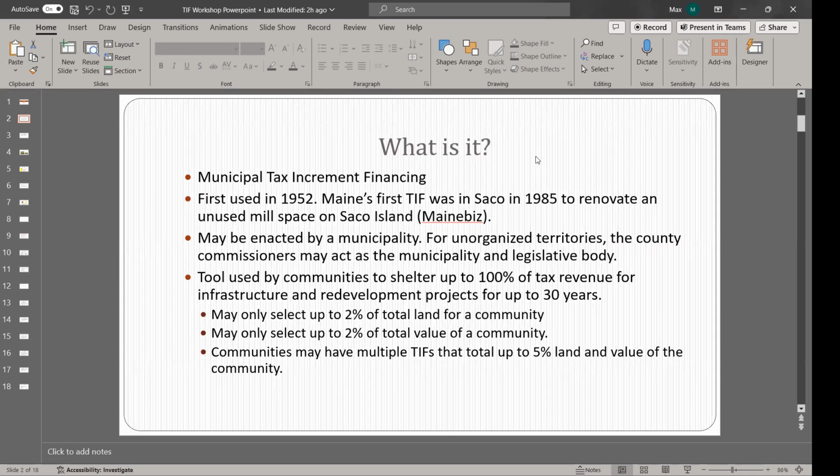What is a municipal tax increment financing program, or what I'm going to be calling throughout this whole time a TIF? It's not what your kid is going to be doing when they're upset with their Christmas presents this year. No, it is instead the economic tool that has been used for over 7 decades at this point.